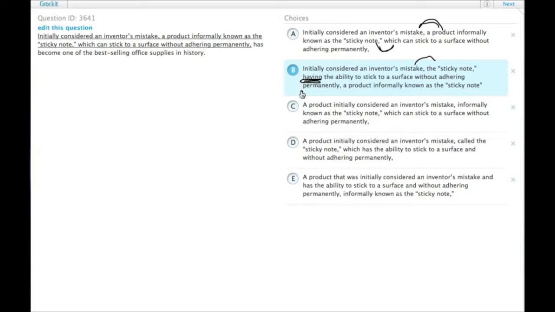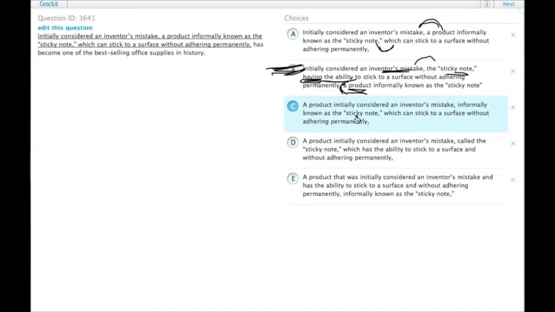So number one, it's got having the ability, which the GMAT normally doesn't like, being and having as your ways of describing characteristics of things. And then a product, the apposition, actually here, initially considered an inventor's mistake, having the ability, a product informally known as the sticky note has become one of the best-selling office supplies in history. We finally get to the main subject here, but we've separated the inventor's mistake and the sticky note from a product pretty far, so that makes B less good for us.